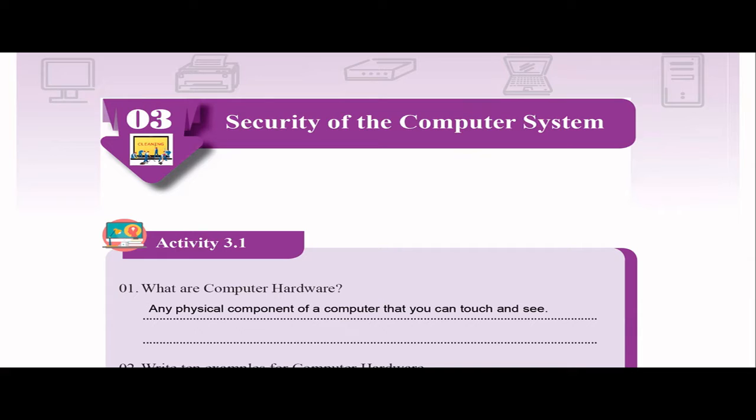Before starting this, you should study chapter 3. You can watch my textbook video and then write your own answers in the activities and then come back and watch this, because don't just copy the answers from the video itself, right? Okay, let's start. So this is about security of the computer system.